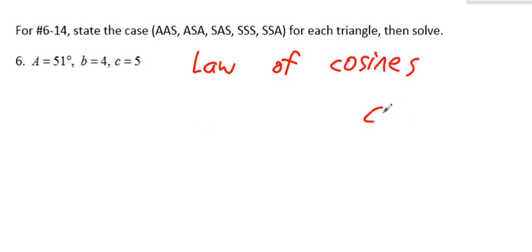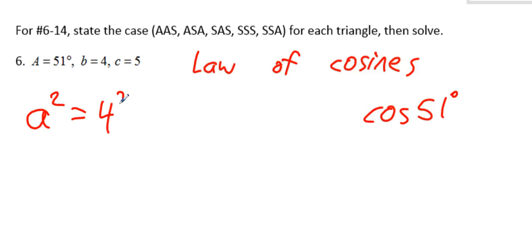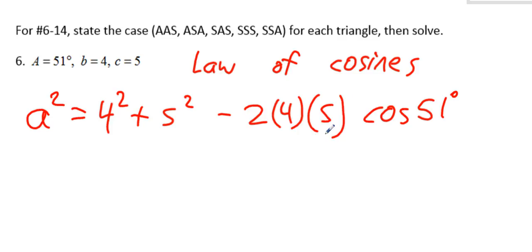For law of cosines, we're going to end with cosine 51 degrees. And since that was angle A, side A is the one that goes by itself. So this would be B squared, which is 4 squared, plus C squared, which is 5 squared, minus 2 times B times C. So there's our law of cosines.